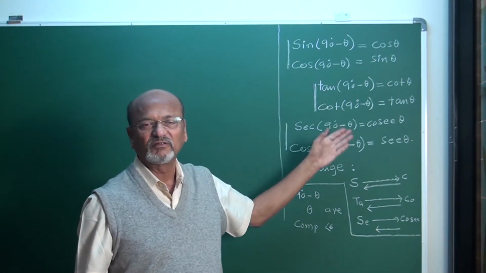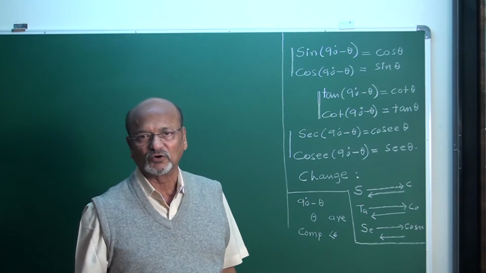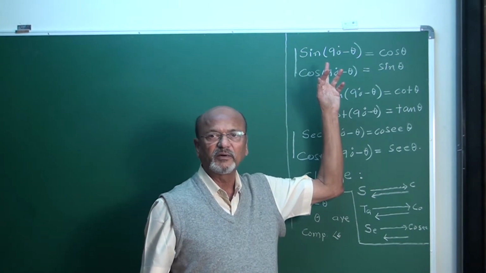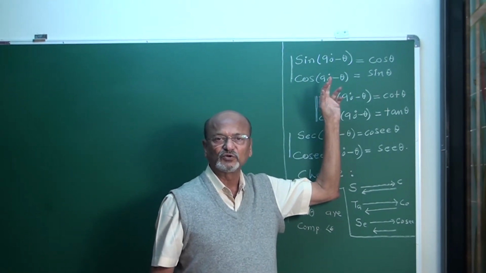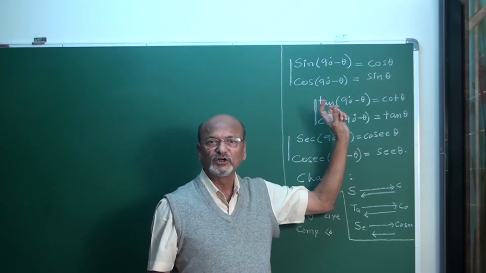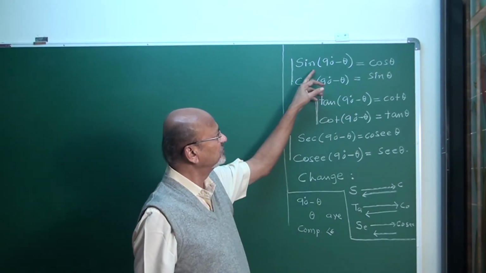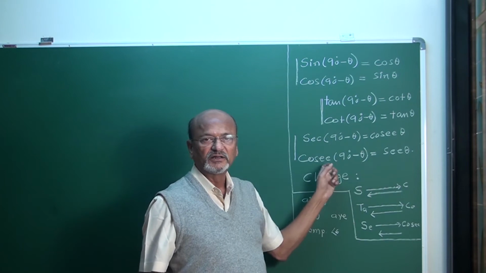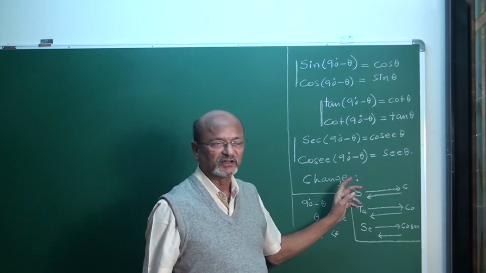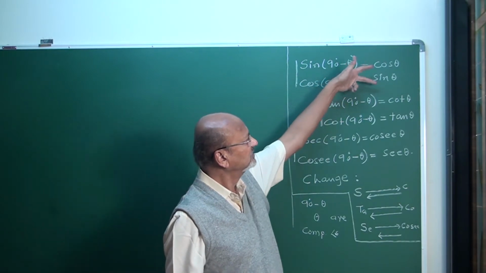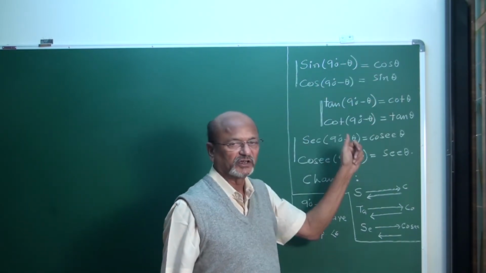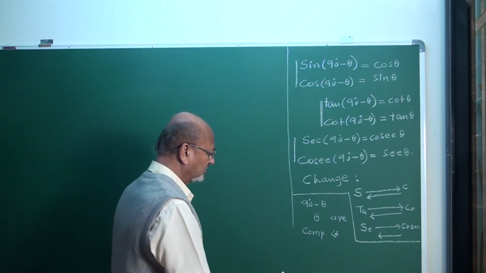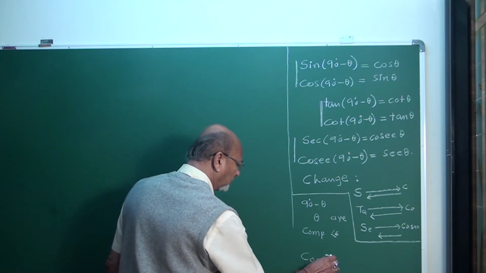Change means that sine never takes tan or cosec randomly. No, there is a restriction. What is that restriction? For the angle 90 minus theta, the complementary angle, the trigonometric ratios change only between pairs. What is that change? Sine changes to cos changes to sine. Tan changes to cot changes to tan. Sec, cosec, sec. These three pairs, my friends, sine-cos, tan-cot, sec-cosec, are called co-trigonometric ratios. Yesterday I told you, they are called co-trigonometric ratios.